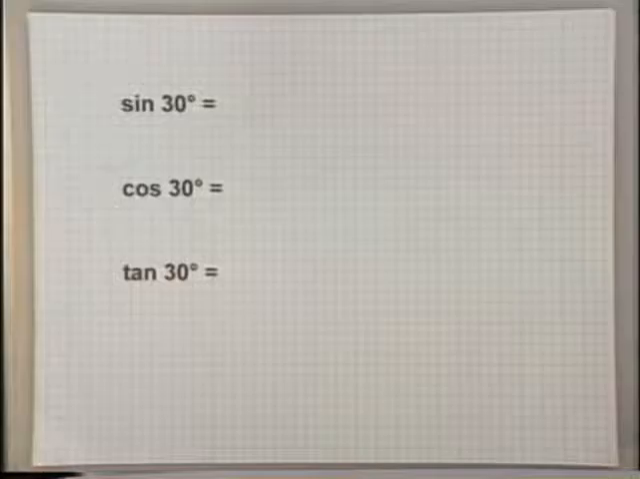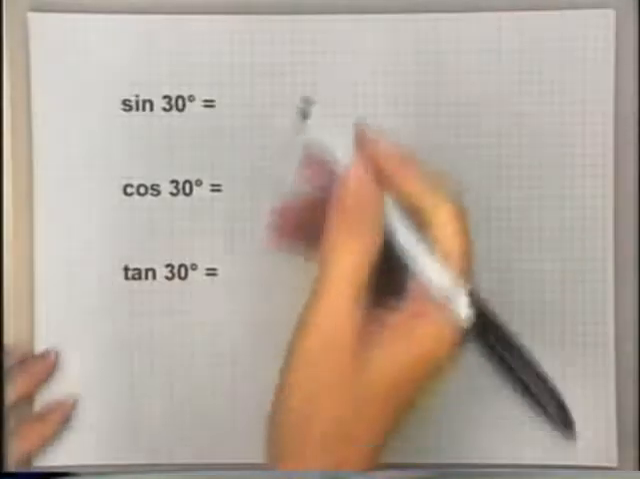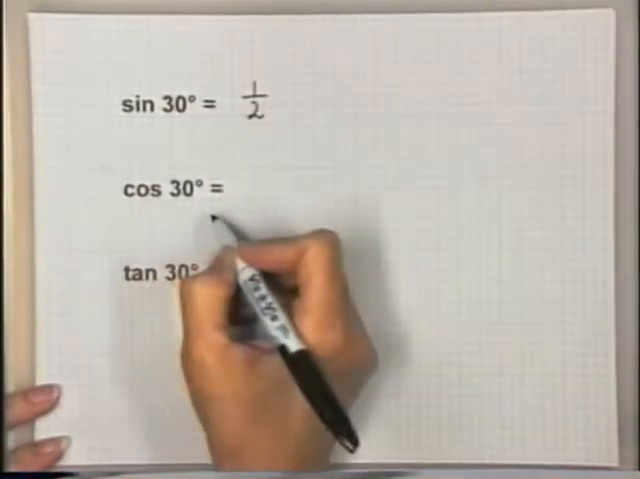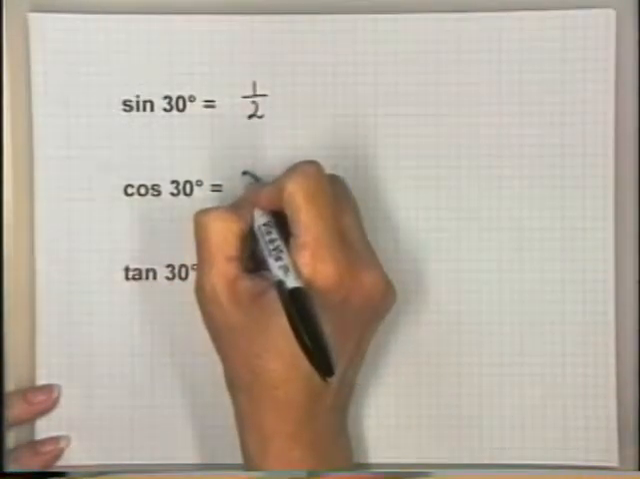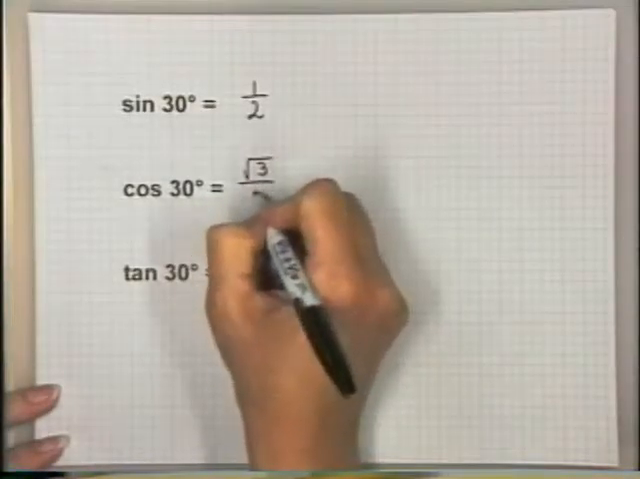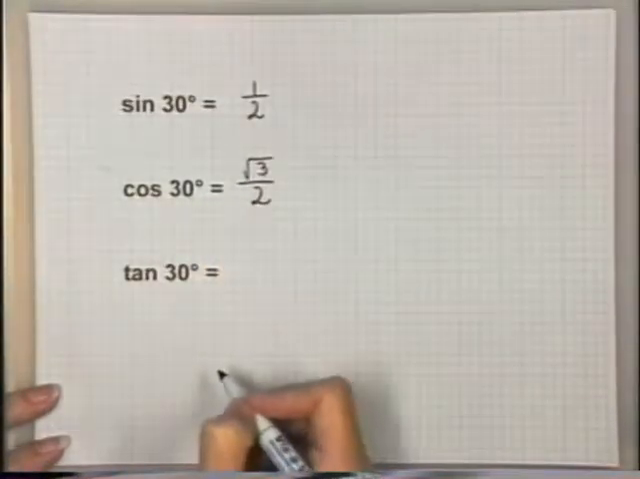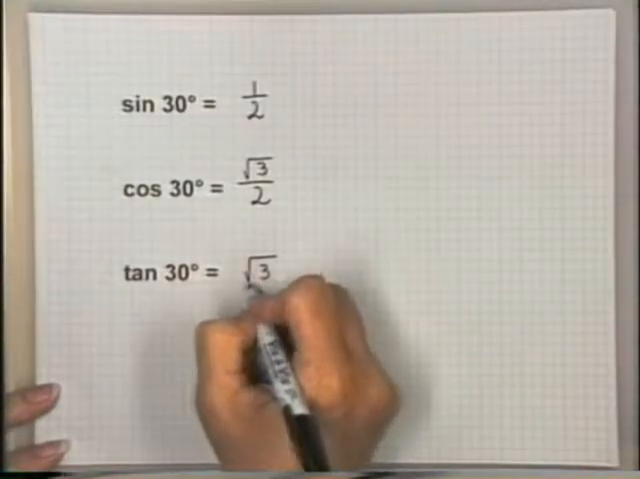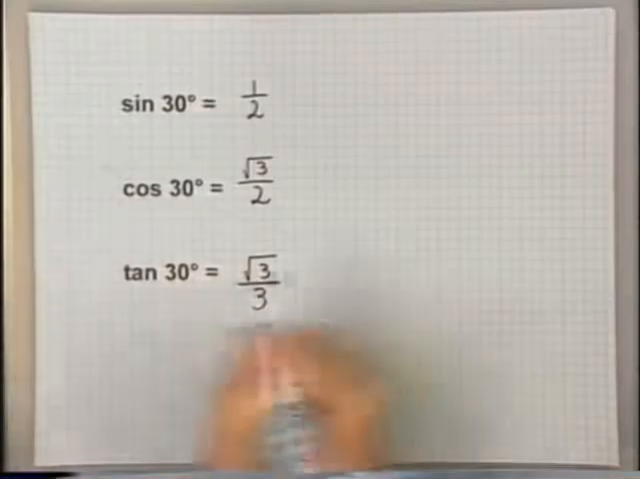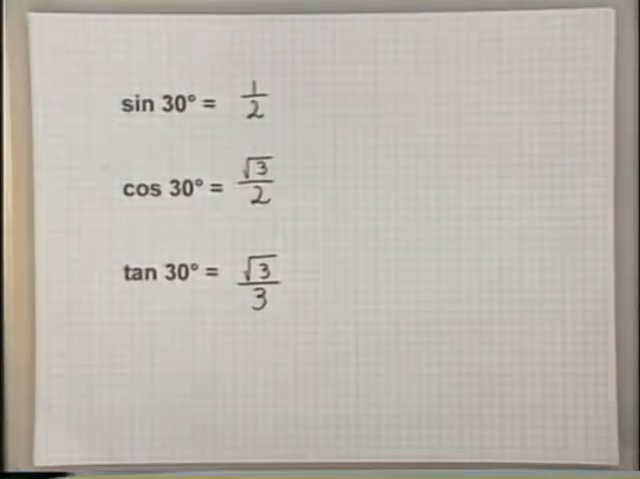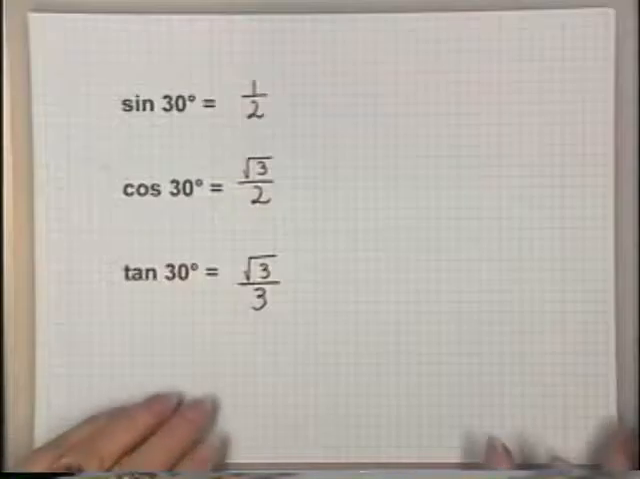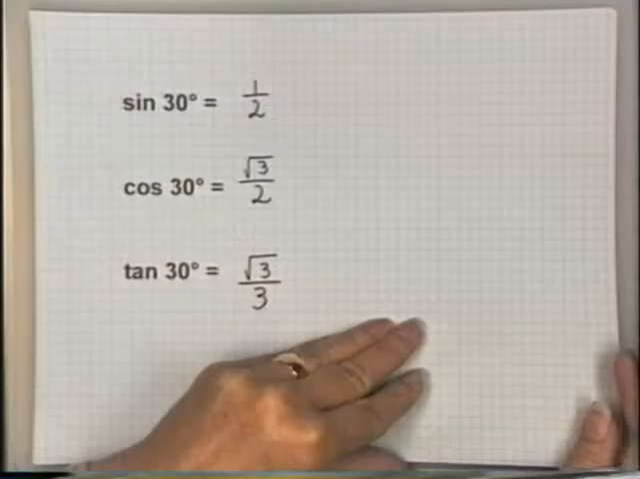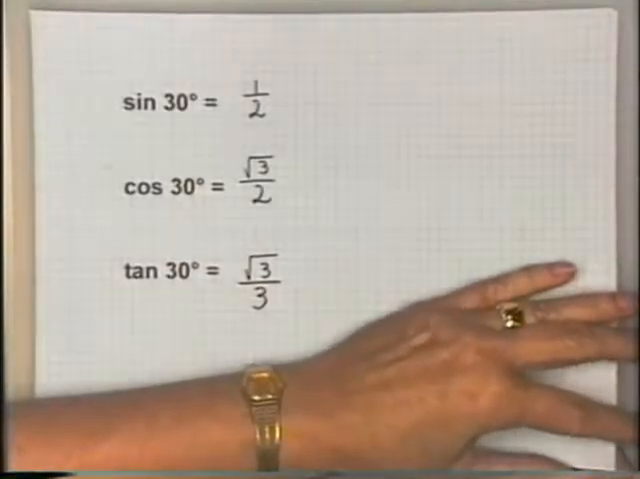Let's remember what the sine of 30 degrees is. 1/2. What the cosine of 30 degrees is. Square root of 3 divided by 2. And what the tangent of 30 degrees is. Square root of 3 divided by 3. I hope that you've spent time and that you know those. Now, I'm just going to put this aside and we will come back to this later.